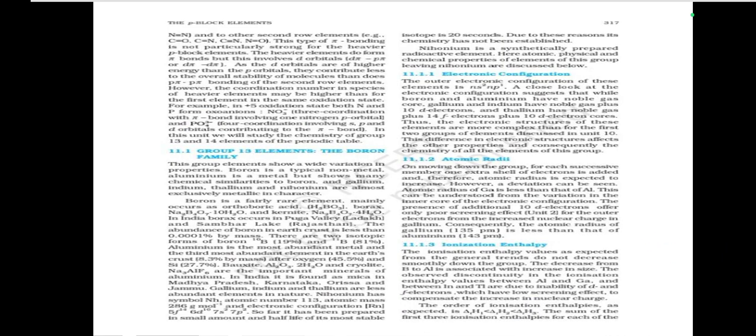Group 13 elements, the boron family. The group elements show a wide variation in properties. Boron is a typical non-metal. Aluminum is a metal but shows many chemical similarities with boron, and gallium, indium, and thallium are almost exclusively metallic in character.